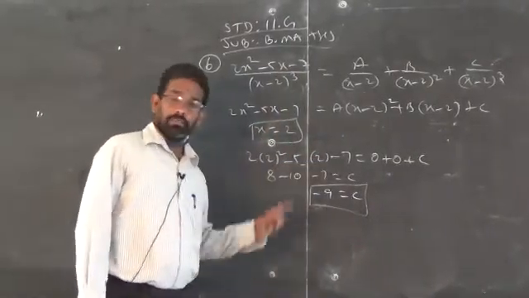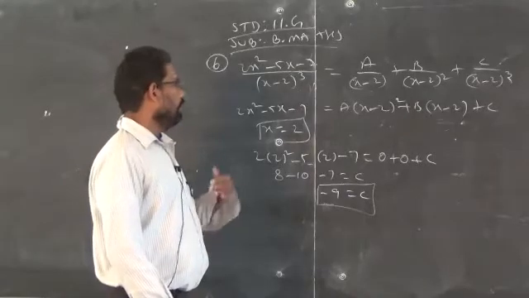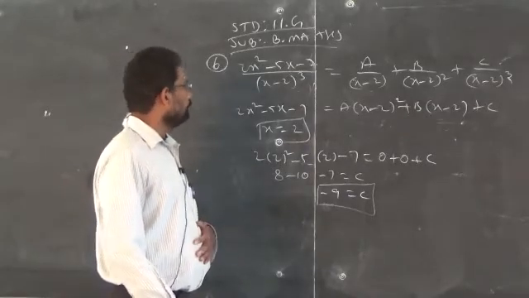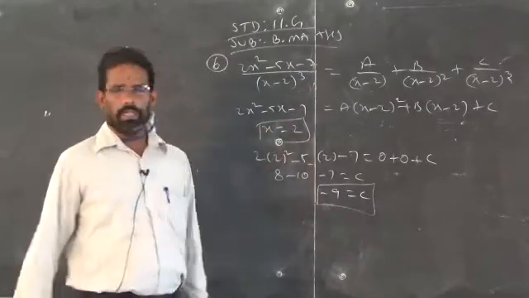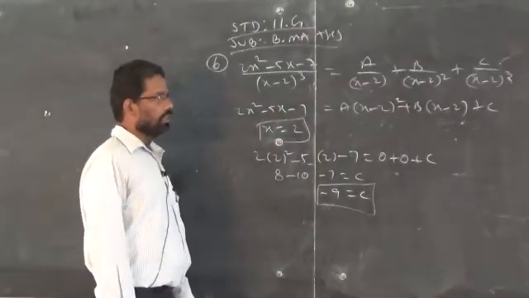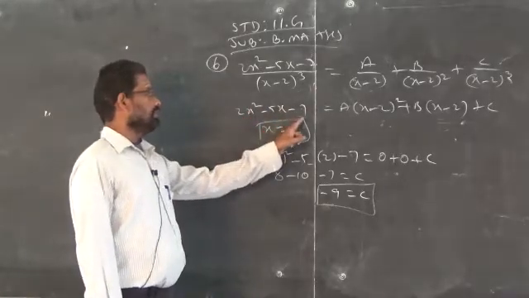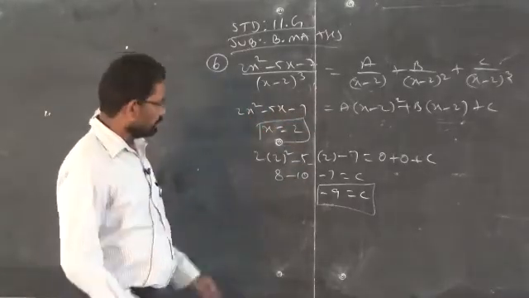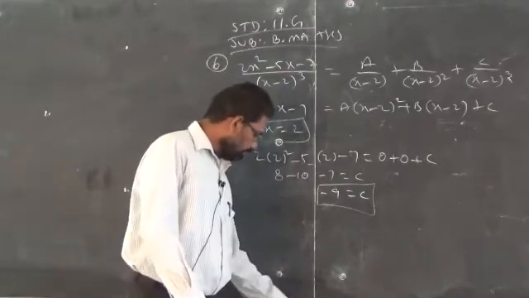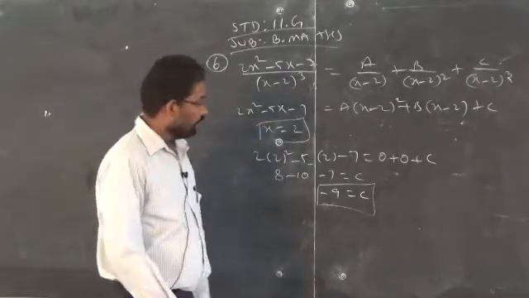I taught that method already. Now we have another method to find out the values of a and b: comparing the coefficients of x square, x and the constant on both sides. This will be an easier method than applying the elimination method.